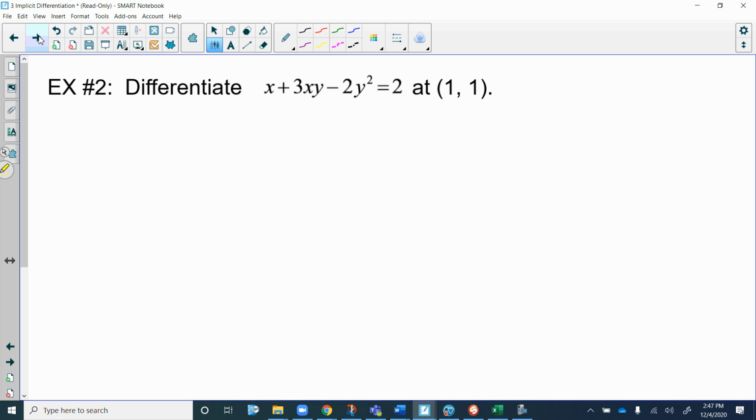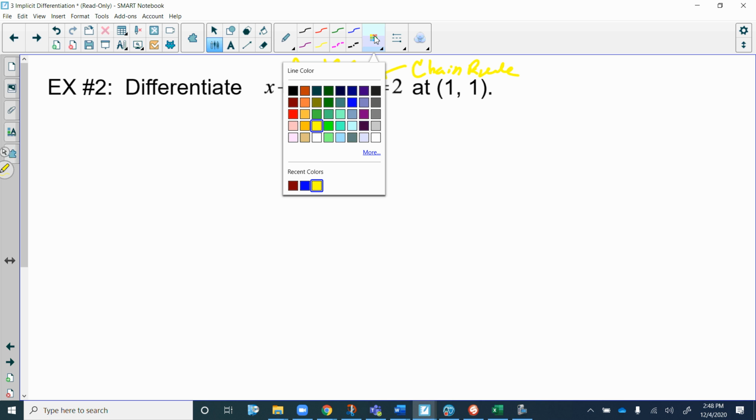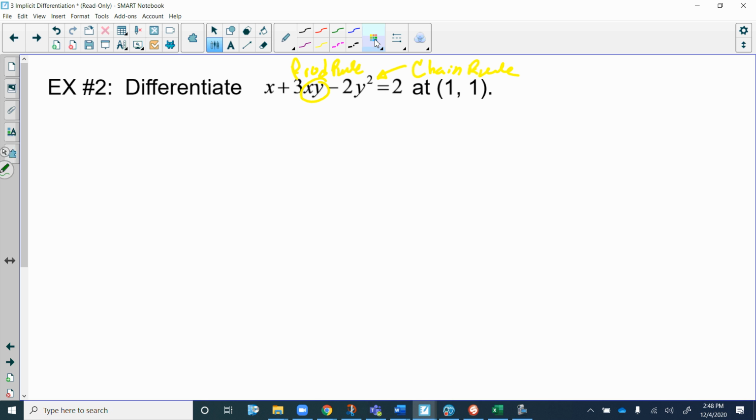So here, this is where I would encourage you to go ahead and try pausing the video and working it out, but this one's going to be just a little bit more complicated. Of course, here, the x times y is an indication that we're going to be using the product rule. And here, where I have the 2y squared, this is a clear indication that I have to use the chain rule. Okay, so let's go ahead and work this one out and see what we get.